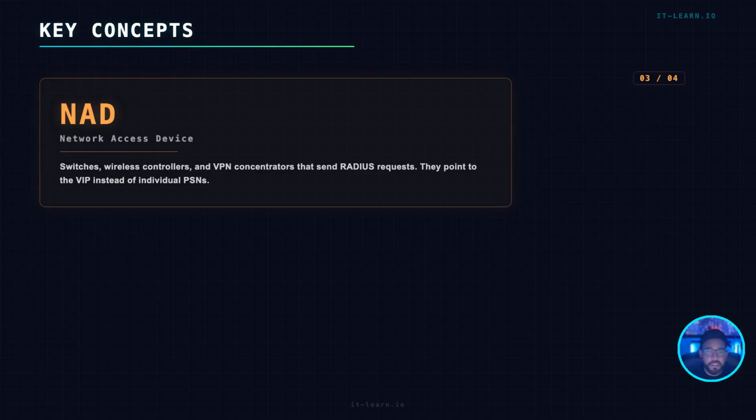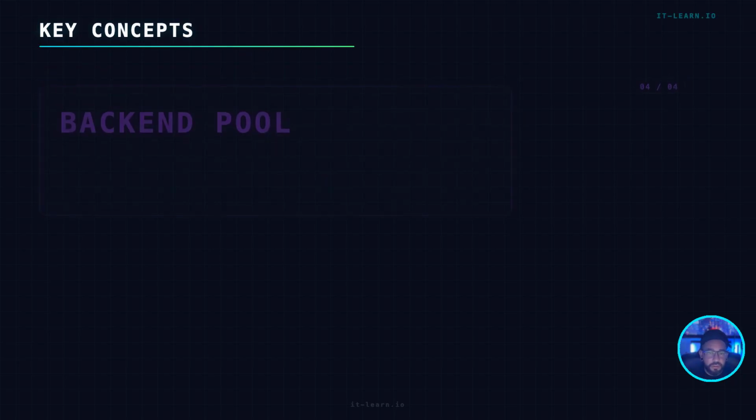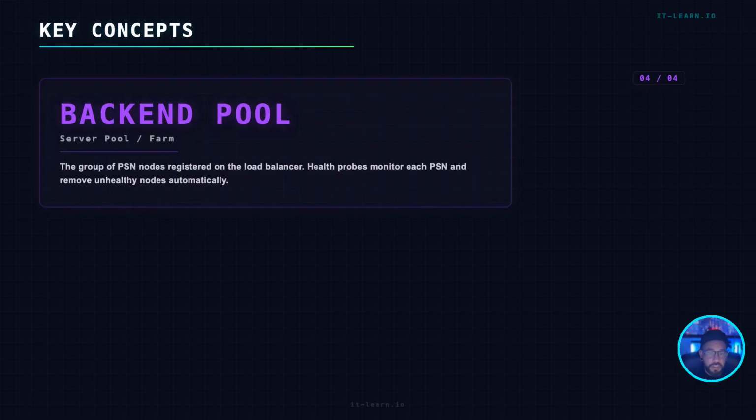What is a NAD? It's a network access device. This is basically your access layer gear: switches, wireless LAN controllers, firewalls, and anything that enforces access and sends RADIUS authentication requests. Backend pool, or server farm, is another concept. This is just a grouping of PSNs that will receive the traffic forwarded from the VIP. Think of this like a cluster of real servers behind a single front-end address.